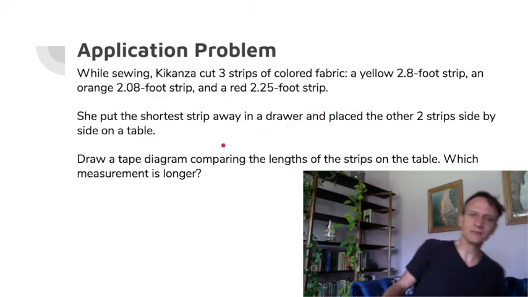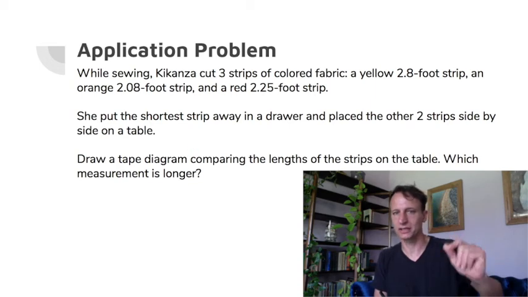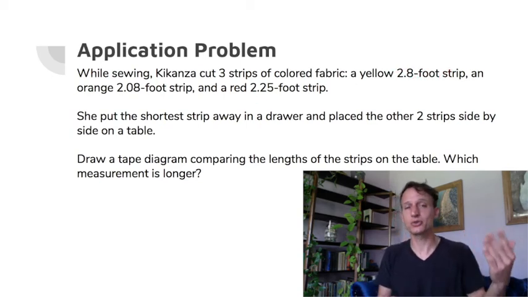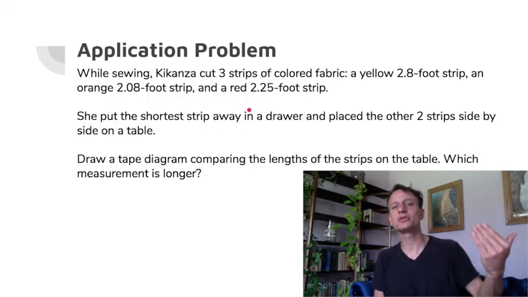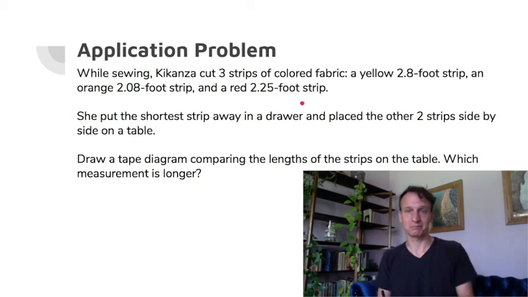All right. While sewing, let's get into a little bit of a question here. Kikanza cut 3 strips, 1, 2, 3, of colored fabric. A yellow 2 8/10 foot strip, an orange 2 8/100 foot strip, and a red 2 25/100 foot strip. Okay. So we see, it's always good to pause on these and just assess what you have. This one's in tenths, this is in hundredths, this is in hundredths, okay.